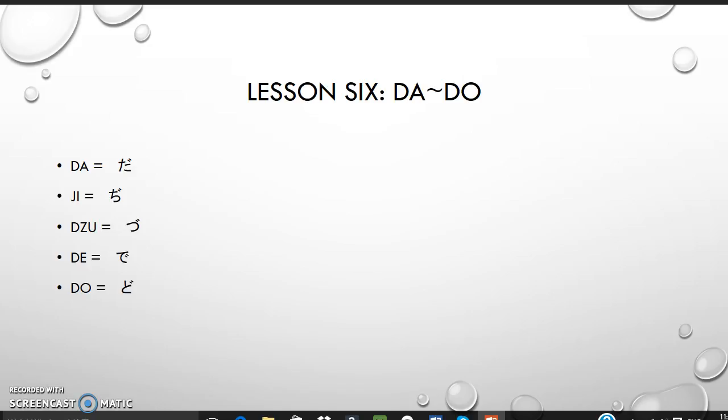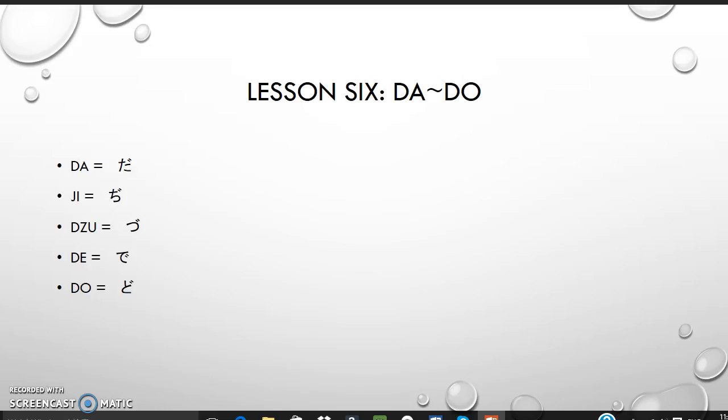And now we have de, the fourth one here. De is essentially, yes, you guessed it, the location of action particle. It basically tells us where something is taking place. We could say something like, Yamada-san wa toshokan de benkyou shite imasu. Basically that means that Mr. Yamada is studying in the library. So that would be pretty good.